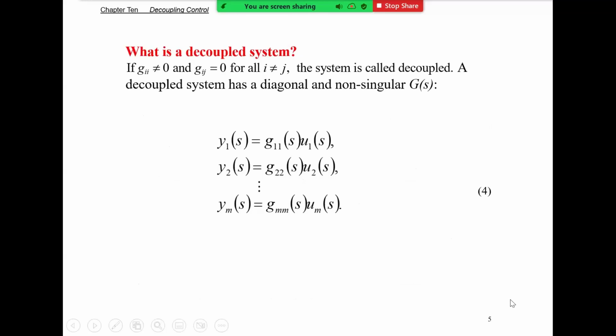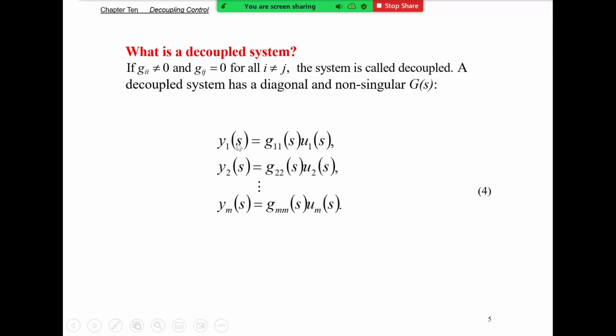Now, what is a decoupled system? The decoupled system is a very special case where, for that transfer function matrix, only the diagonal terms are non-zero. All the non-diagonal terms are zero. Gij equals zero for all i not equal to j, which means that the i-th input only affects the i-th output. So if we write down the expression individually, the first output is related to the first input, the second output is related to the second input.